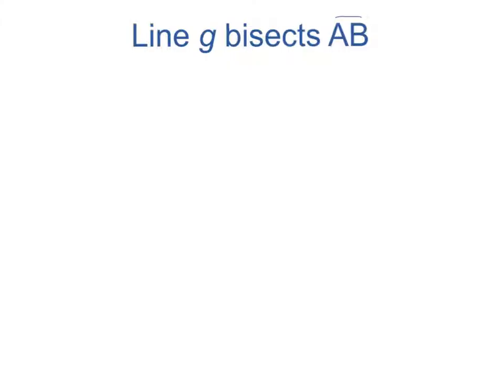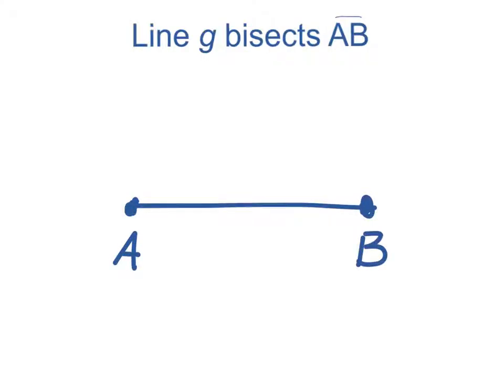So first I want to draw a segment. I am going to draw a segment. It has points on either end, and I label the points A and B. I could have switched the B and the A around, it doesn't matter. And then it says line G bisects. Bisects means to cut in half.